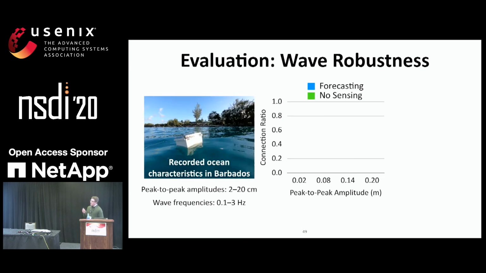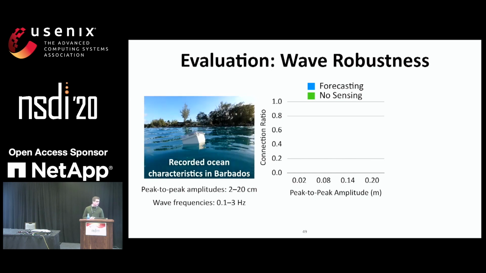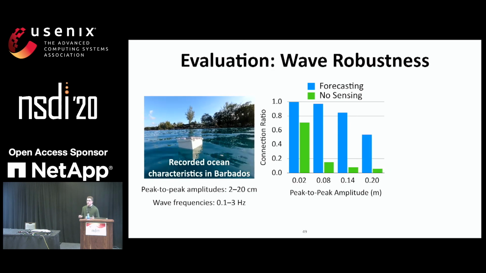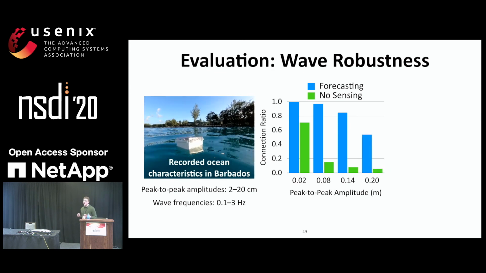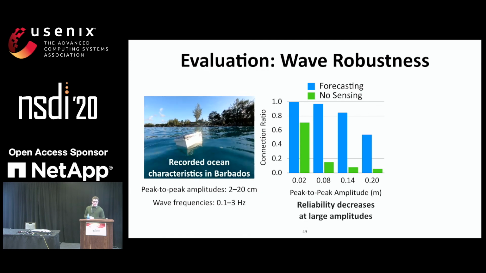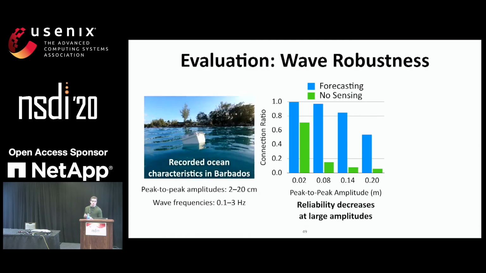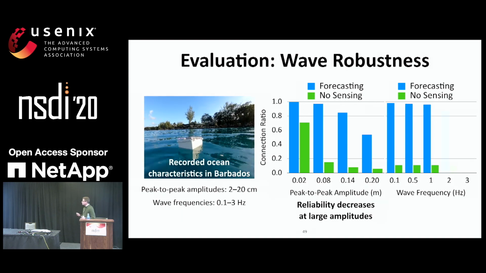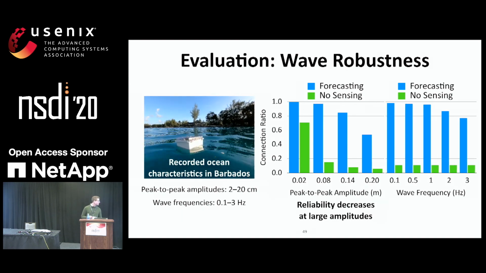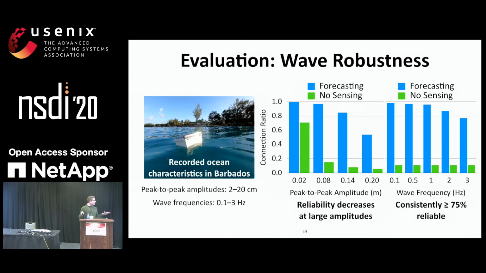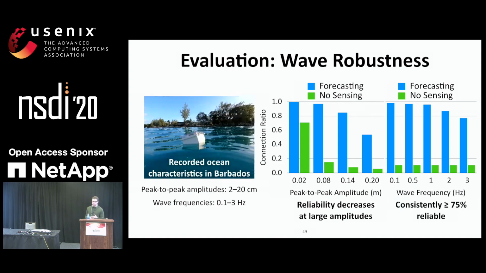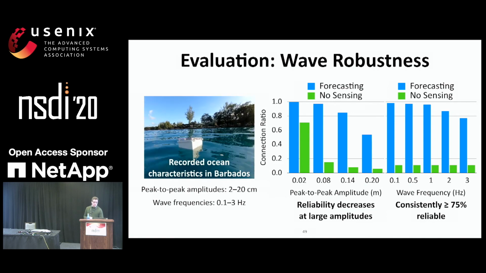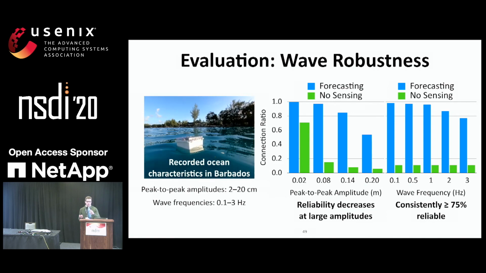And the y-axis here is our connection ratio, so how often is our link connected. Across the board, our forecasting method performed much better than the no-sensing case. However, notably, the reliability did start to decrease at large amplitudes. And finally, wave frequency. I think the improvement here from the no-sensing case is pretty clear. Overall, we were able to achieve a reliability of 75% regardless of wave frequency within this range. And this can further be improved with faster wave sensing and reconstruction.